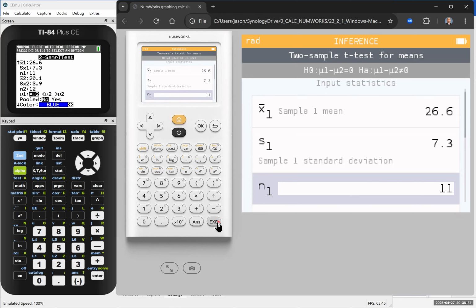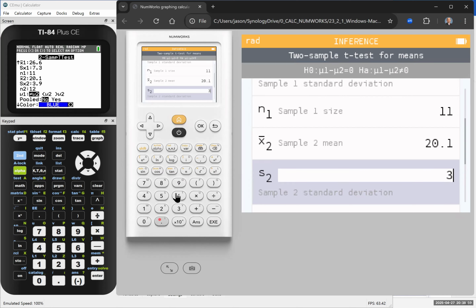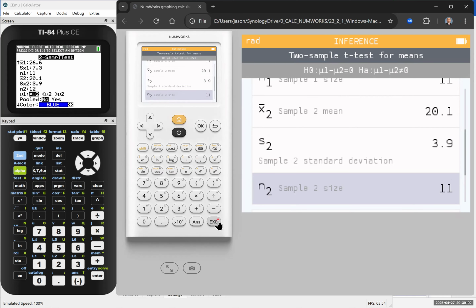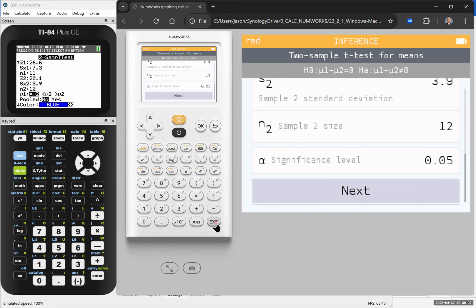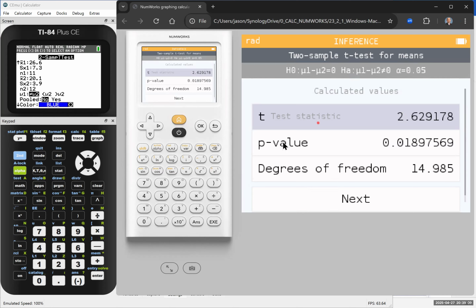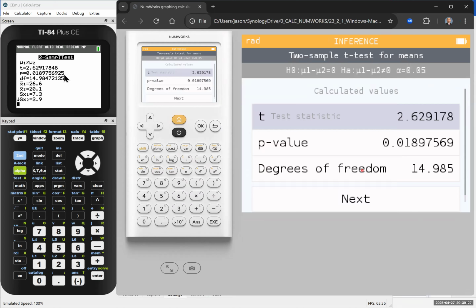Okay, 11. X bar 2 is 20.1. S2 is 3.9. N2 is 12. Significance level is 0.05. All right, so there's our test statistic, p-value, and degrees of freedom. And remember I said the degrees of freedom is going to be a decimal now because it's using that really complex fraction. All right, we should get the same values here with the Texas Instruments.